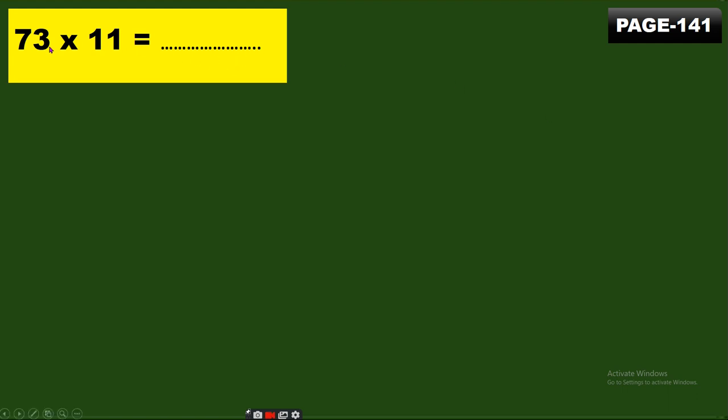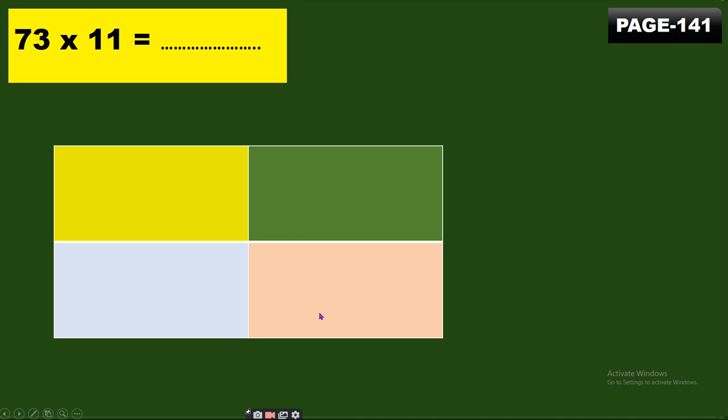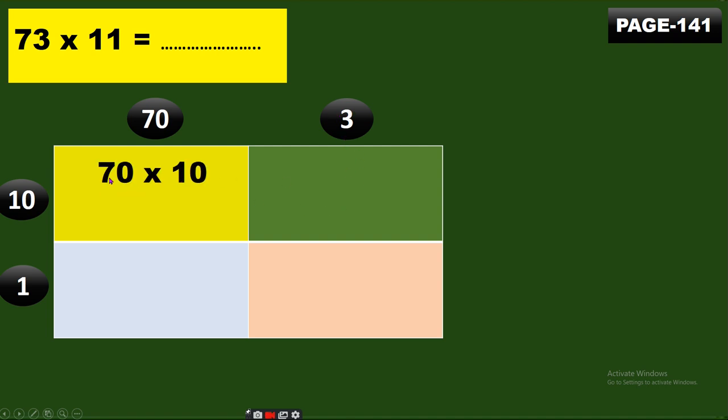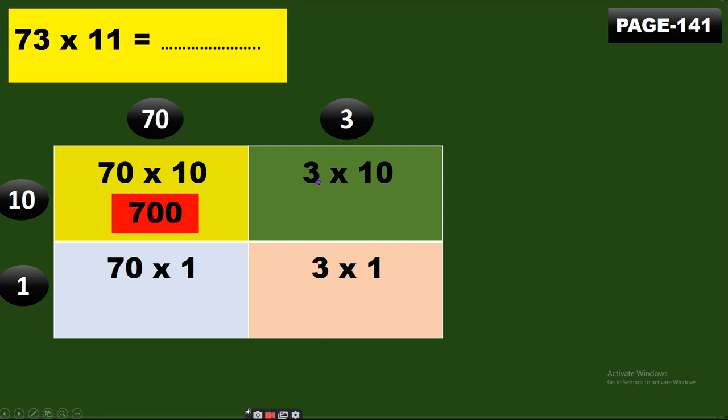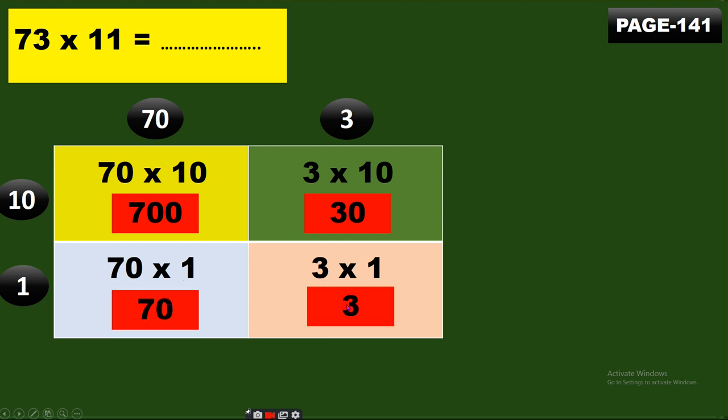73 multiply 11, 2 digit, multiply by 2 digits, so 2 box, multiply 2 box, 73 equals 70 and 3, and 11 equals 10 and 1. Here 70 multiply by 10, 3 multiply by 10, here 70 multiply by 1, and here we'll do 3 multiply by 1. Okay. So 7 ones are 7, 0, 0, 700, 3 tens are 30, 70 ones are 70, and 3 ones are 3. Okay, now 700 plus 30 plus 70 plus 3.